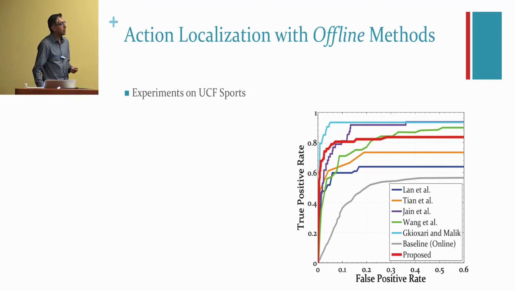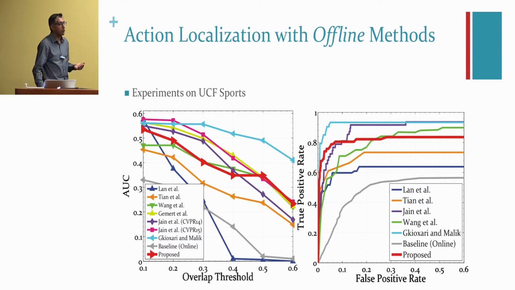Now, this ROC curve is plotted at a 20% overlap threshold with the ground truth. We also want to analyze this against multiple overlap thresholds, such as shown over here, which goes from 10% to 60%.